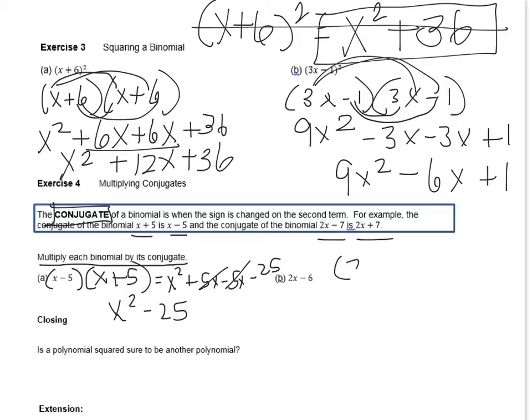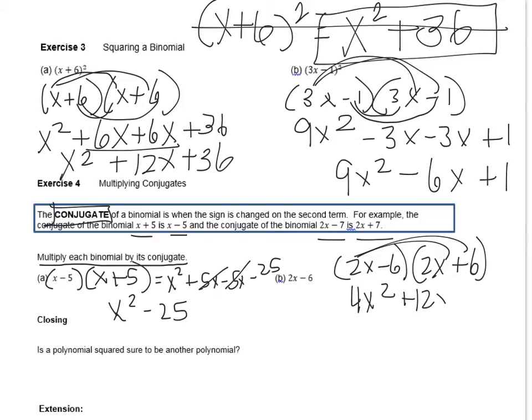To multiply 2x minus 6 by its conjugate, you'd multiply by 2x plus 6. 2x times 2x is 4x squared. 2x times 6 is 12x. Negative 6 times 2x is negative 12x. Negative 6 times 6 is negative 36. Combining like terms, you're left with 4x squared minus 36, because 12x minus 12x gives you 0.